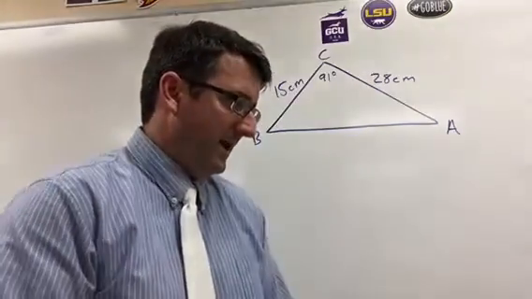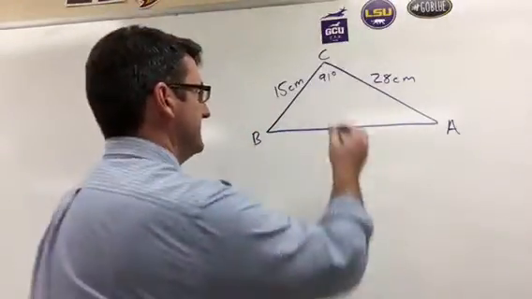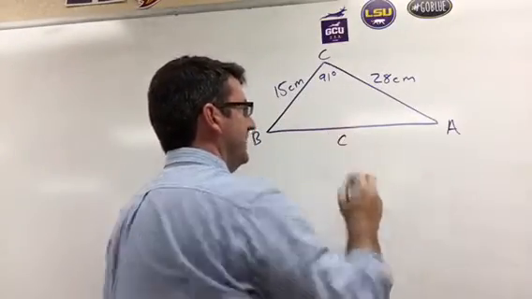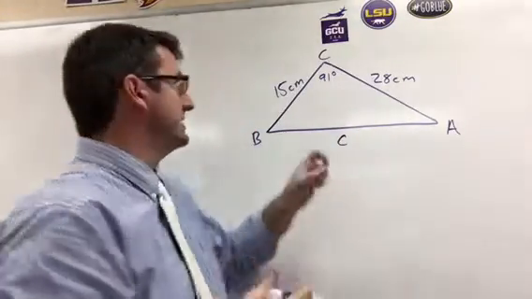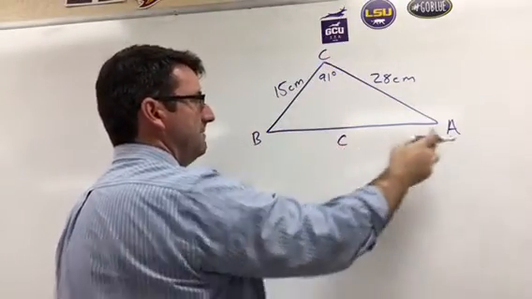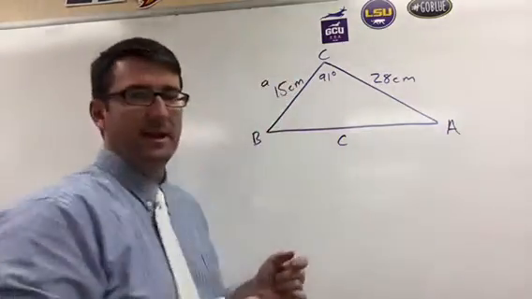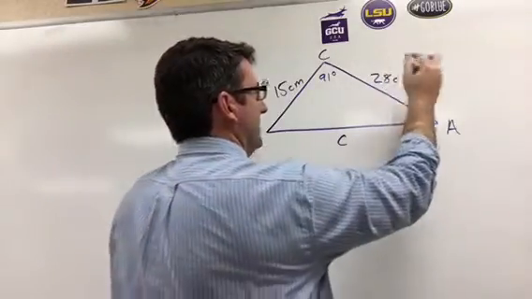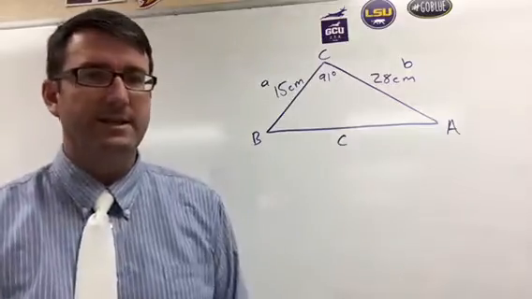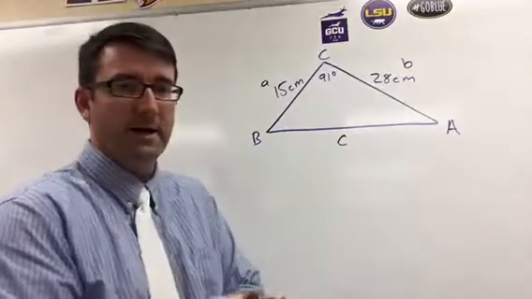All right, number 9. We're given this triangle and we're asked to find side AB. So that's this side here, which I'm going to label C, because we're going to label each of these sides. So the side opposite angle A is going to be side little a, and the side opposite angle B is going to be side little b. The side opposite angle C is side little c. So we'll call this side little c, and that's what we're trying to find.